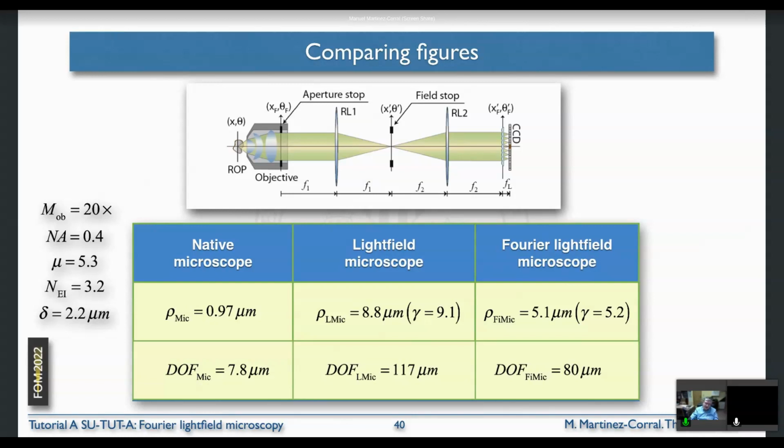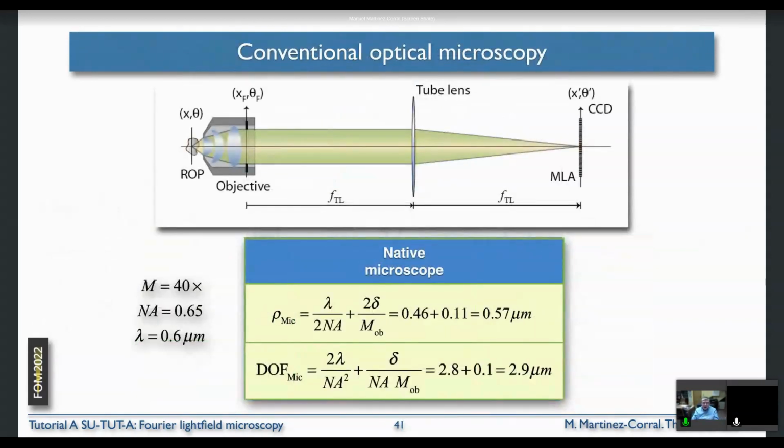We can see that resolution is better. But the most important, we are still at a factor 5 from the native microscope. So we have 3D, but we are losing something. But we have 3D in real time. And we have linear and shift invariance in real time. And we can change the numbers.